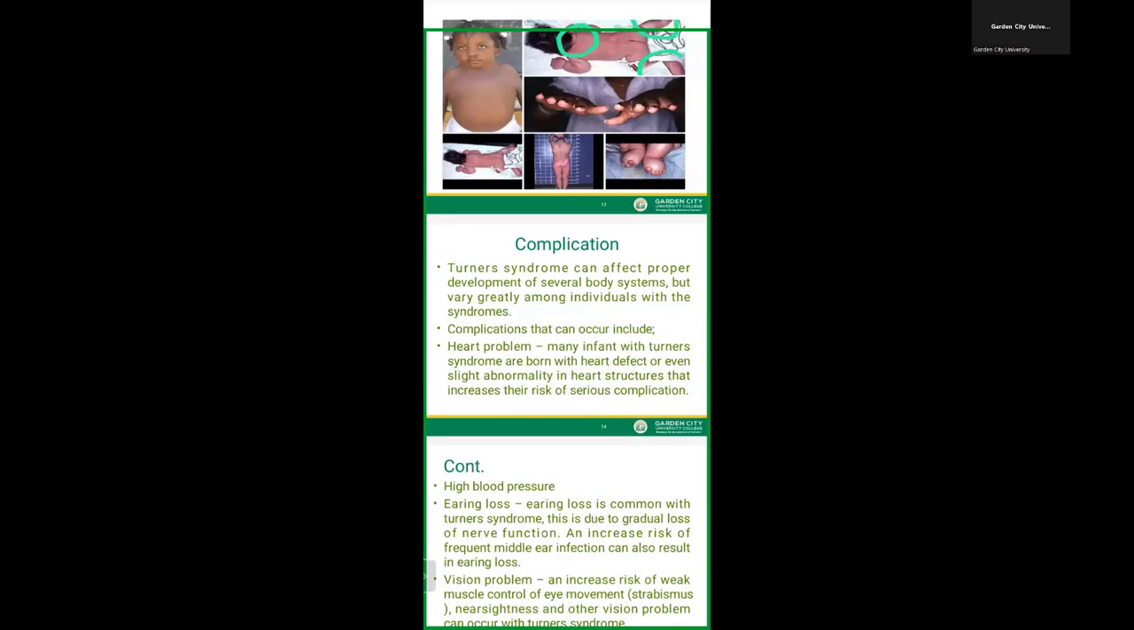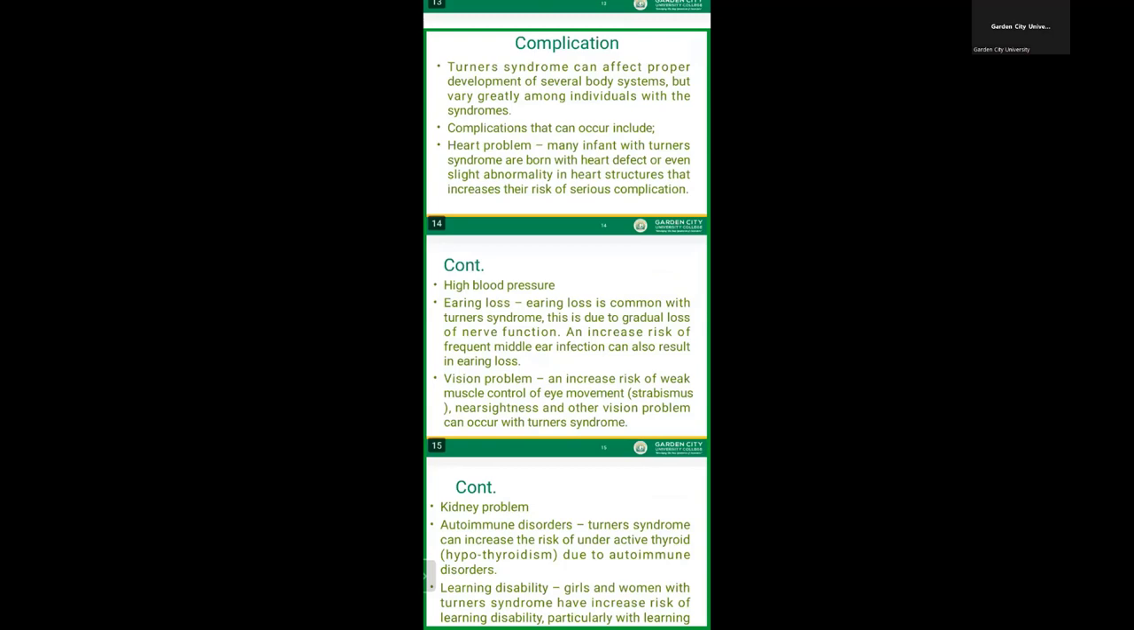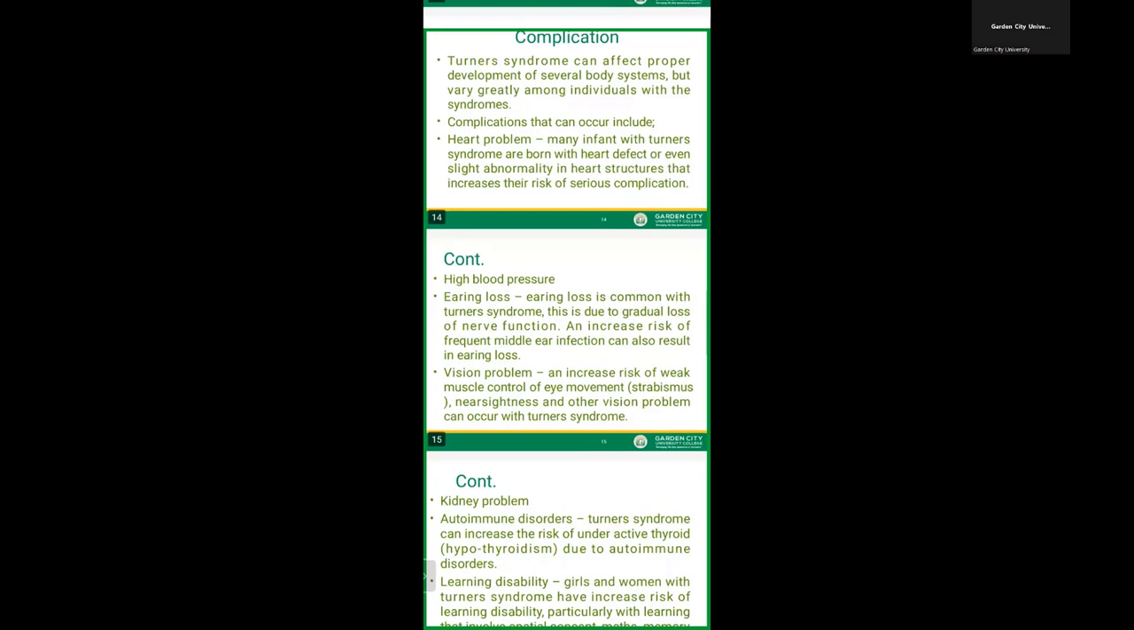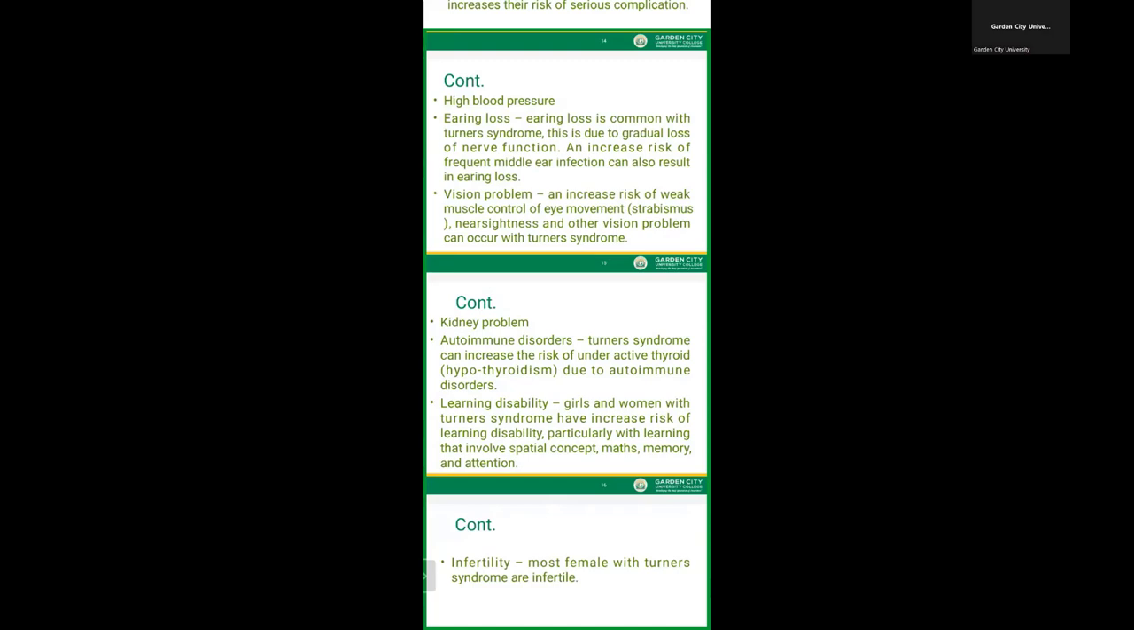We have high blood pressure. Hearing loss is also common in these children. Then we have vision problems, and they have a risk of weak muscles and poor control of eye movement, causing that vision problem. Then we have kidney problems and autoimmune disorders. Turner syndrome can increase the risk of underactive thyroid autoimmune disorders, so we have hypothyroidism here. Then learning disability. Girls and women with Turner syndrome have a high risk of learning disability. Then there's infertility in people with Turner syndrome.